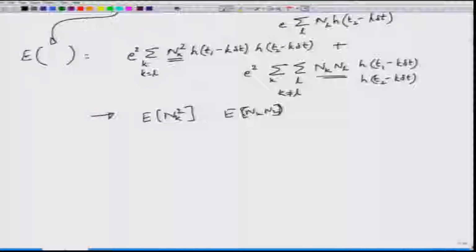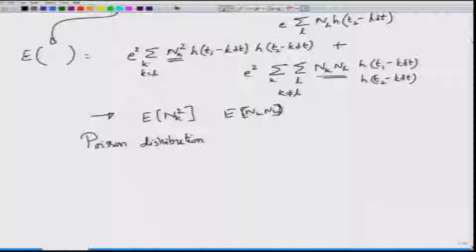We had two terms, one term had nk square because k was equal to L, and the other term corresponding to all the non-overlapping intervals. Now, here is where we will use one of the Poisson distribution formulas. The distribution is Poisson and not a Gaussian distribution, because Poisson distribution is well suited for photon counting applications, and this is something that ties up to that one.